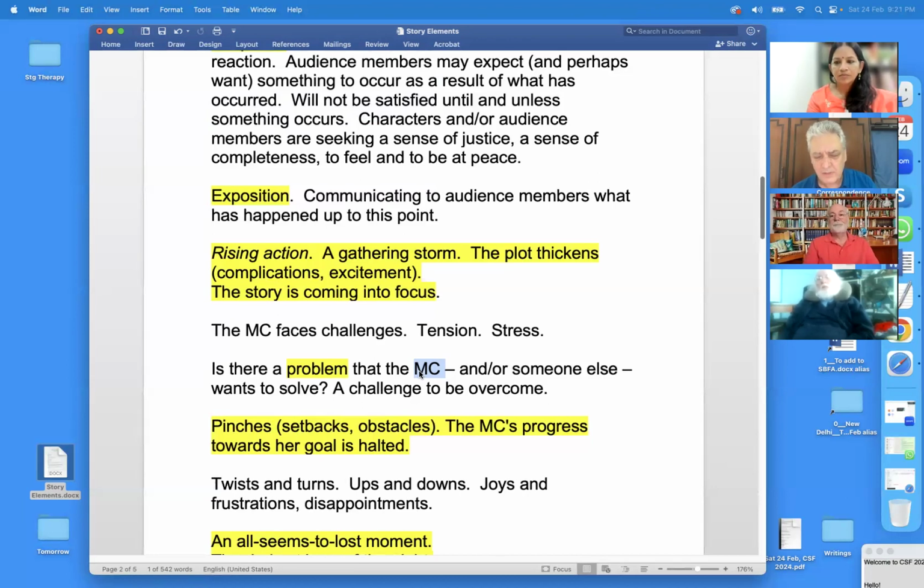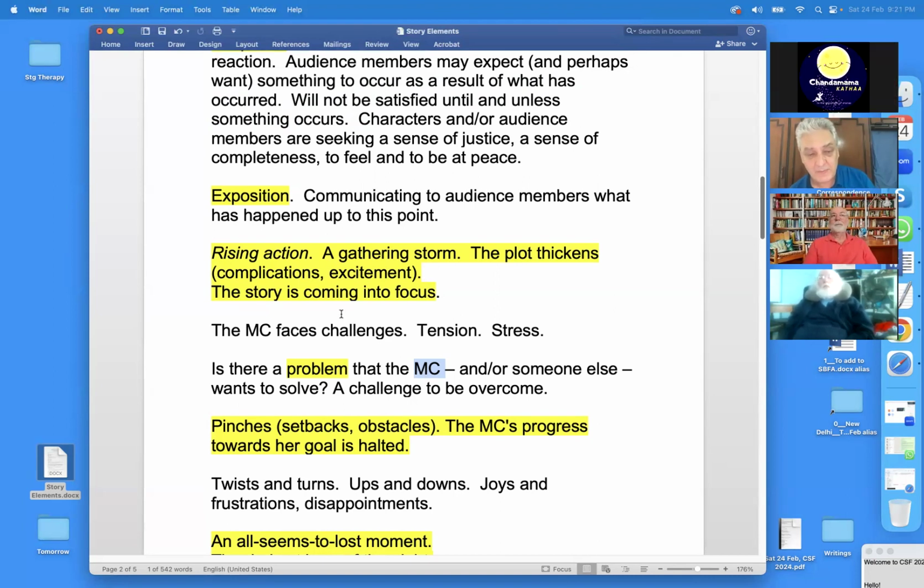Or is there a problem that the main character wants to solve? These are the things that people are looking for in a script. But you may not give it to them, but then they may say, I can't relate. If there's no problem, if the main character is not on a mission, your story doesn't fit into the mainstream.